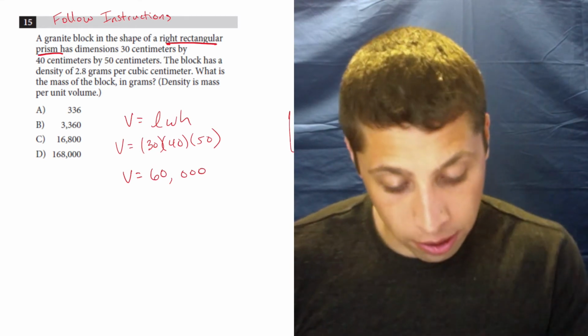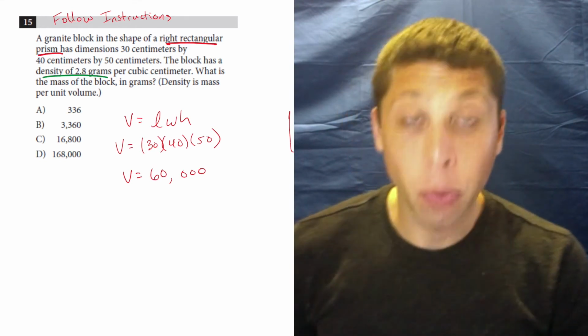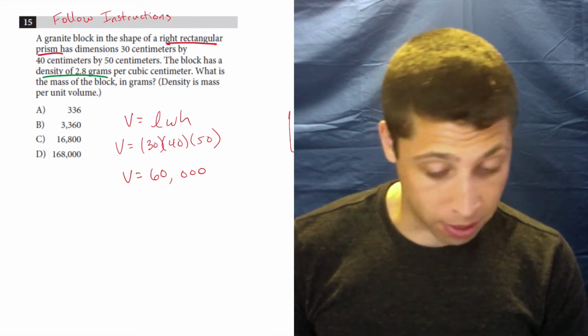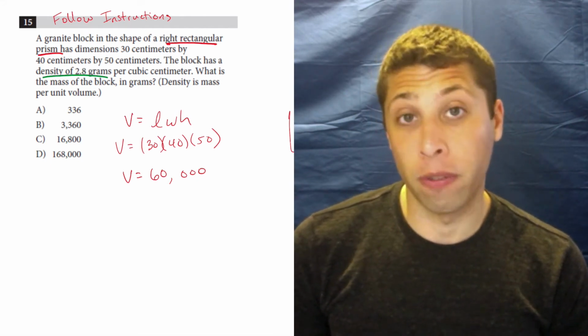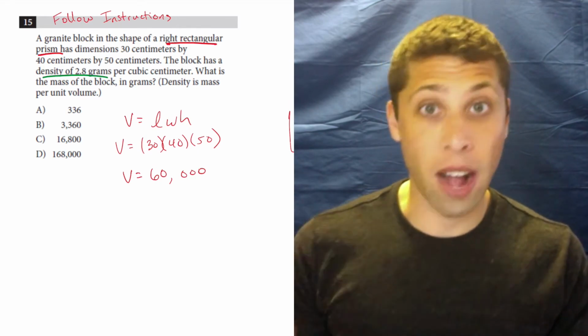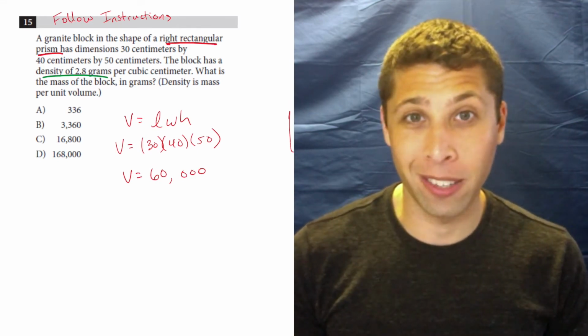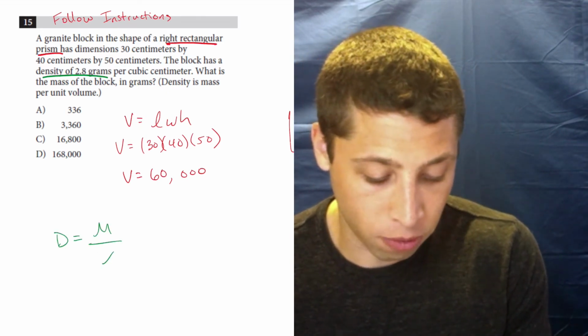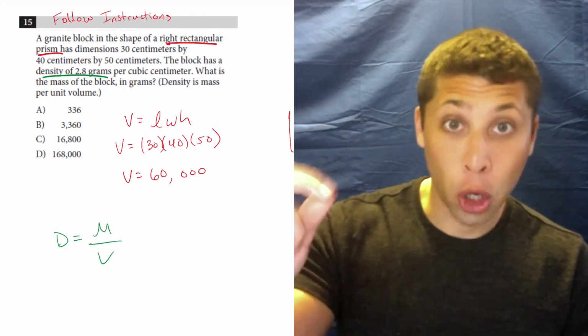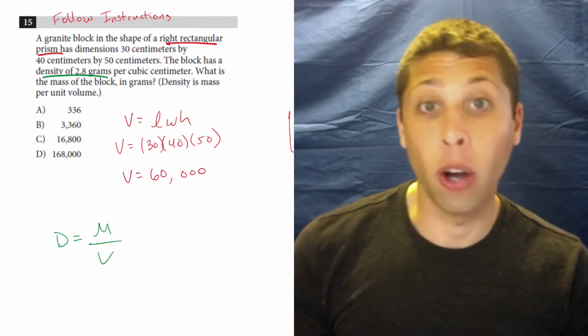Now they also tell us that the block has a density of 2.8 grams per cubic centimeter. What is the mass of the block in grams? And density is mass per unit volume, which again, we can just follow instructions. We don't need to know the formula for density. They're literally giving it to us. Density equals mass over volume. Mass per unit volume, that's code for division, right?